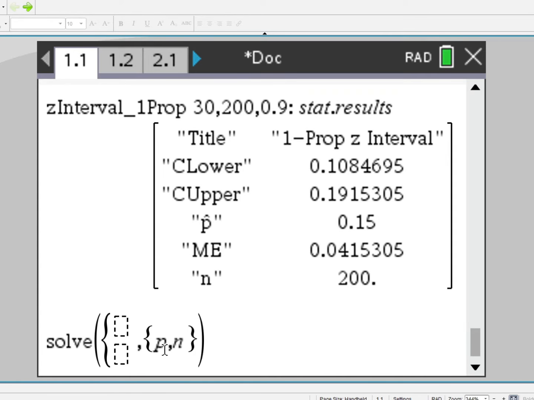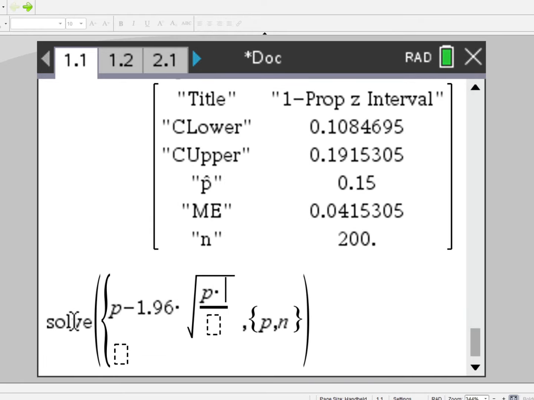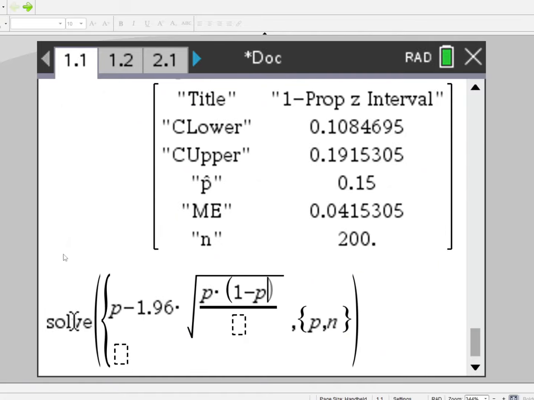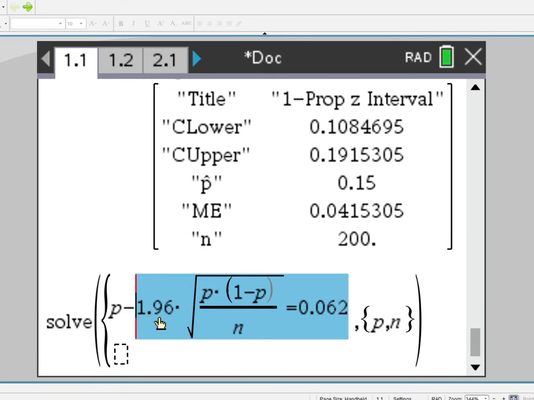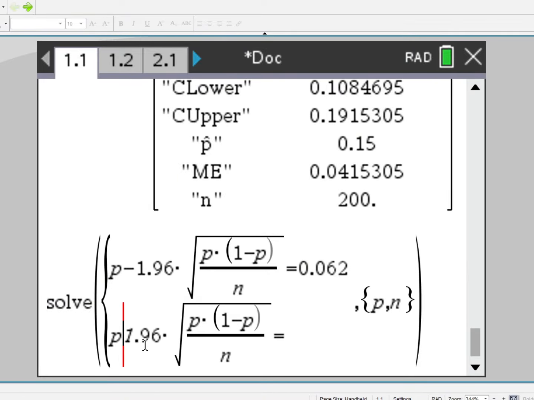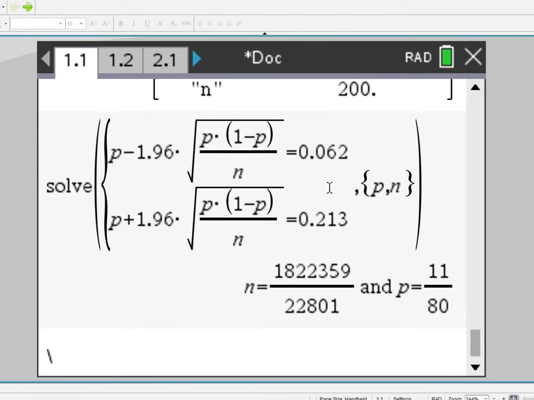So let's start with the first one, which was P minus 1.96 times the square root of P times 1 minus P over N, which should equal what we said was 0.062. I'm basically copying this whole thing here. And just make this plus for the other one, which equals 0.213. And press enter. Did I make, yep, 0.062, 0.213, everything looks good.